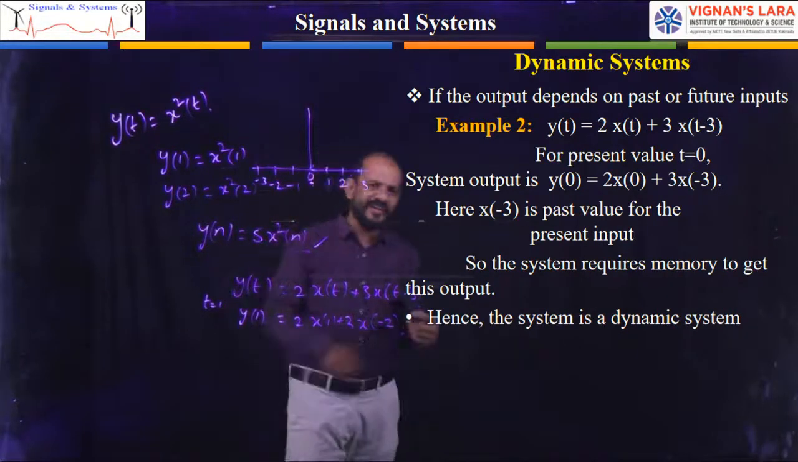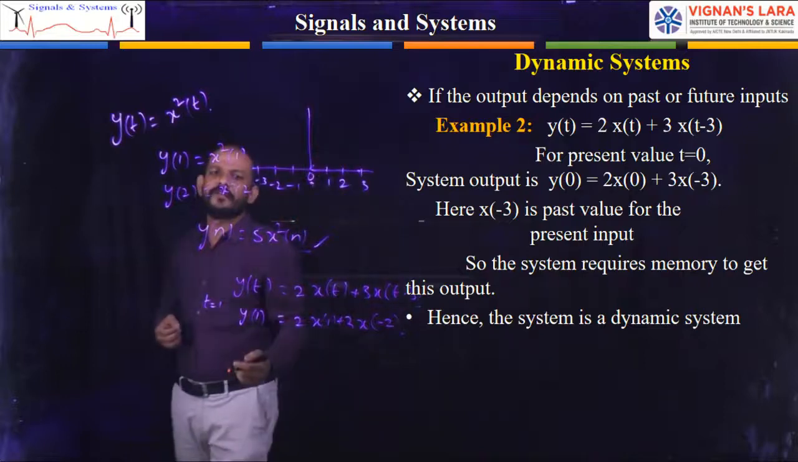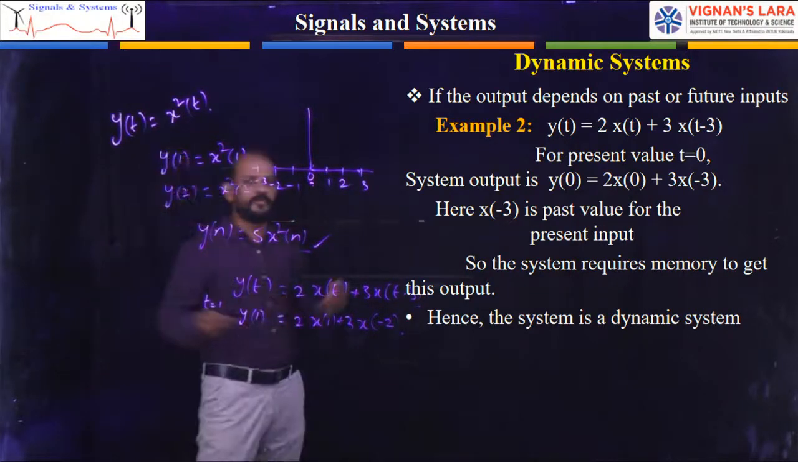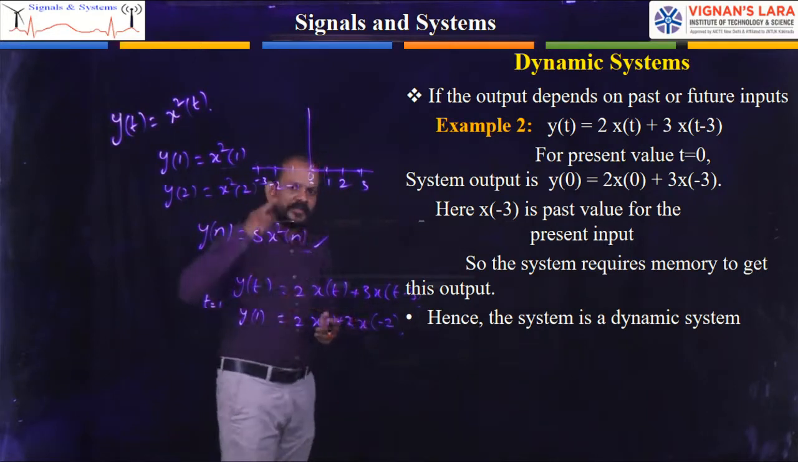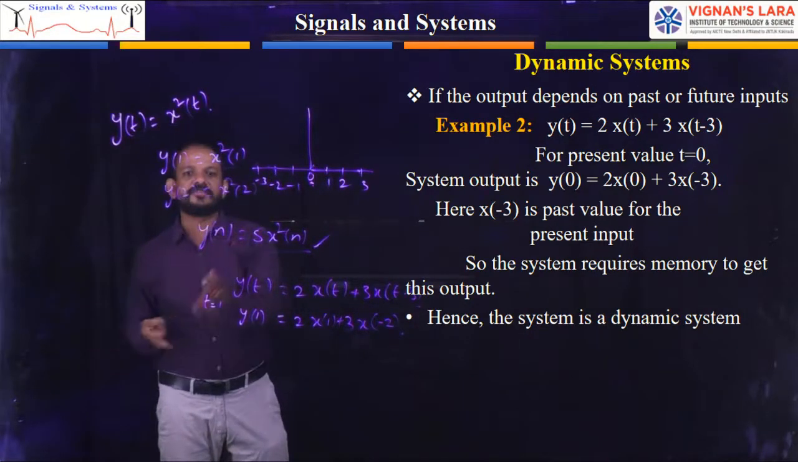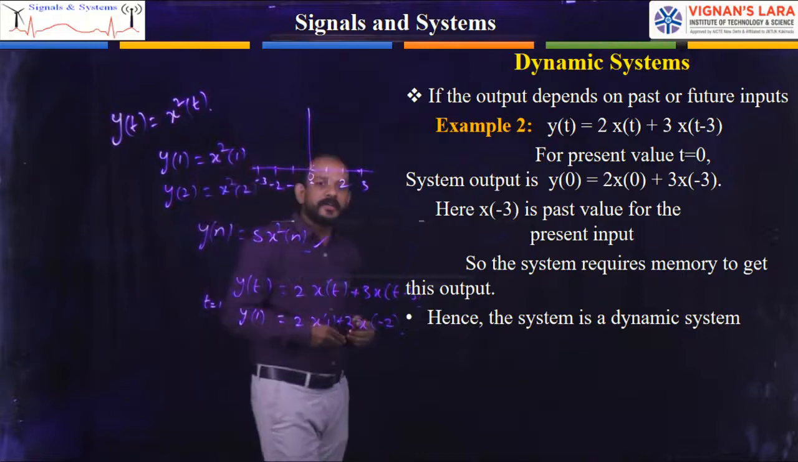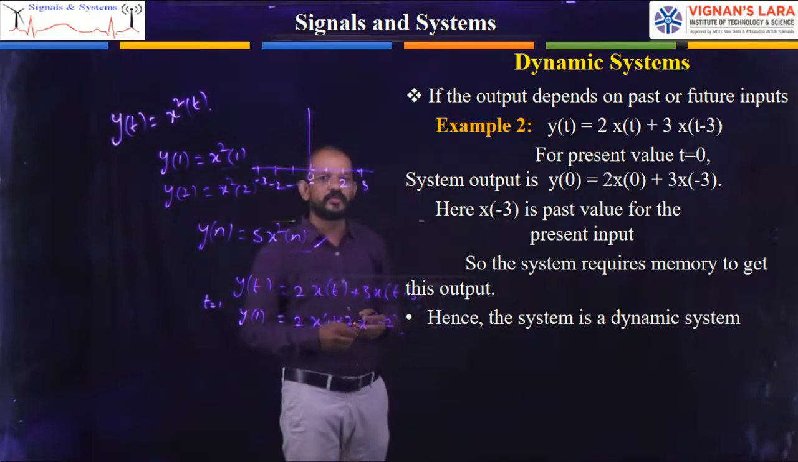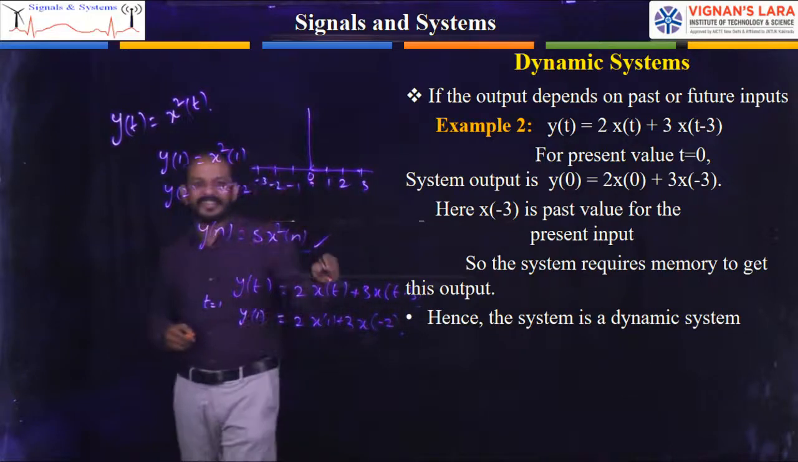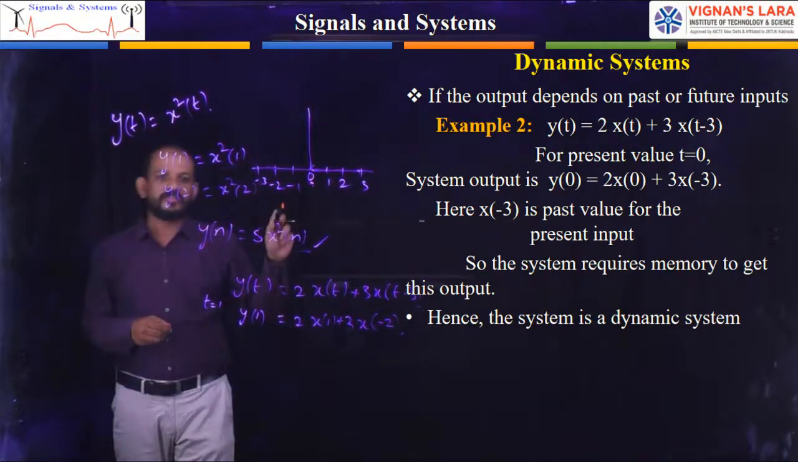That is, for any one value of t, if it is dependent on either past or future, you can say it is a dynamic system. So in this example, it is dependent on past values. Hence we can say this is a dynamic system. So here x of minus 3 and x of minus 2 are the past values of the present input.